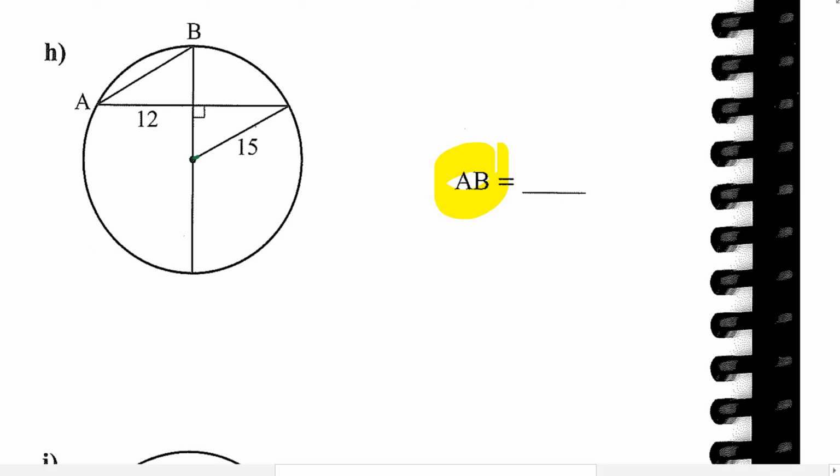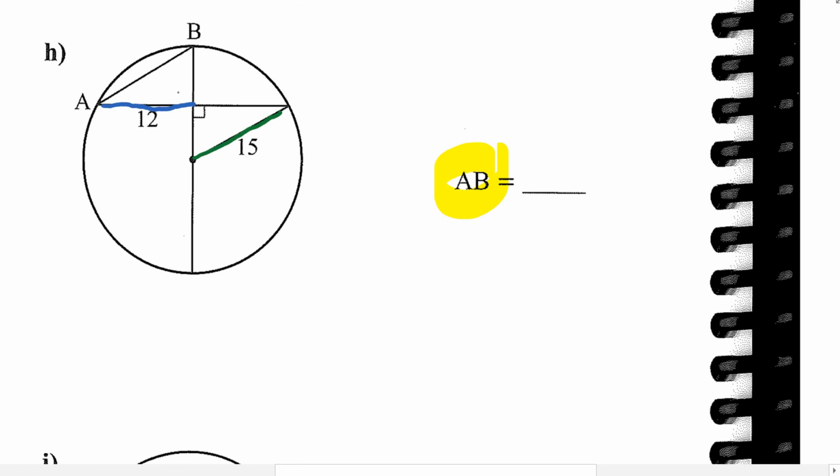I know this right here, it's 15, that's the radius, and this red line right here, this red chord, is not the radius, so we just can't automatically assume that it's 15. Okay, so I know this distance right here in blue is going to be 12.